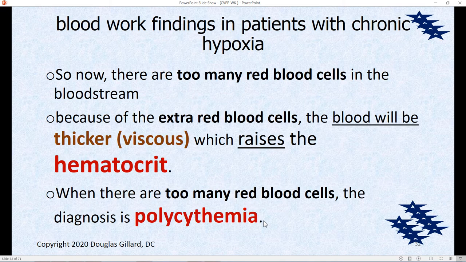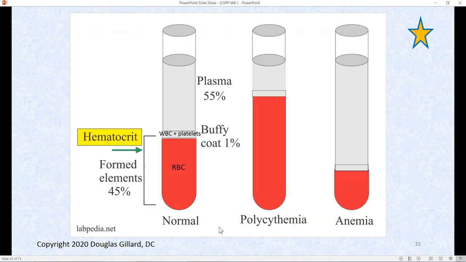But now you have too many red blood cells, and that causes problems. So that causes your hematocrit to rise, and hematocrit is a measure of the thickness or the viscosity of your blood, specifically the number of extra red blood cells. When you have too many red blood cells and your hematocrit is raised, you have a condition called polycythemia. Make sure you know that.